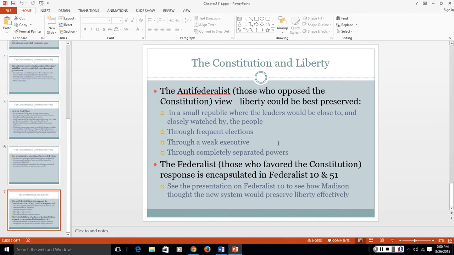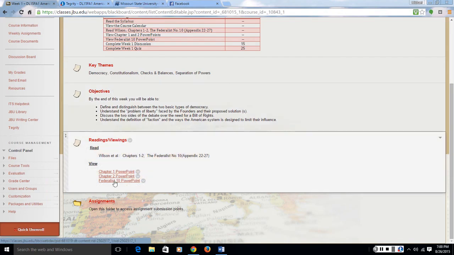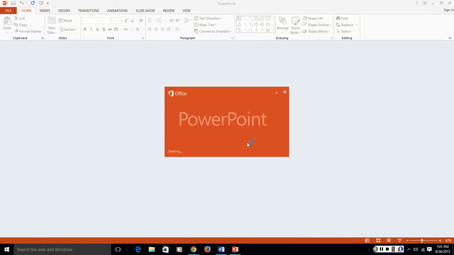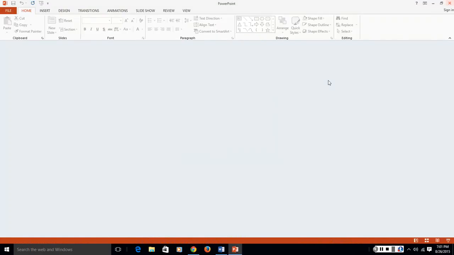The Federalists, though, those who favored the Constitution, wanted most of the power to stay within the central government. And you can really see this in Federalist 10 and 51. Now that's it for Chapter 2, except for Federalist number 10. And I want to take a look at it just real briefly as well. And the PowerPoint for Federalist number 10. And again, this is James Madison's attempt to point out the need for the Constitution.